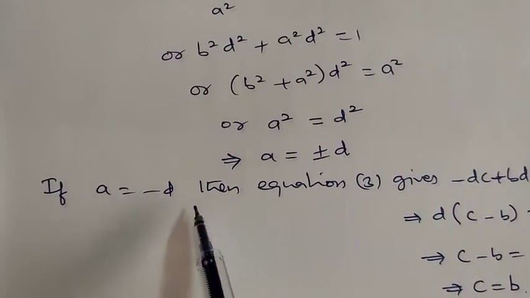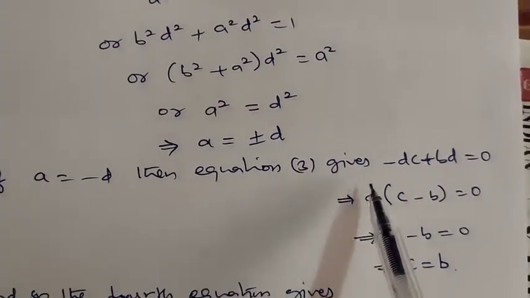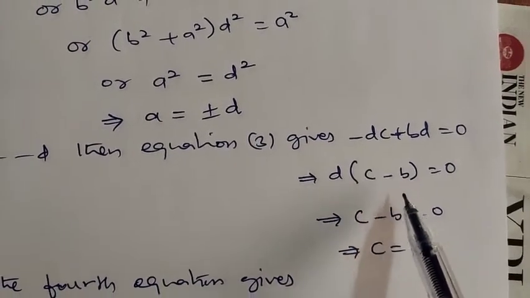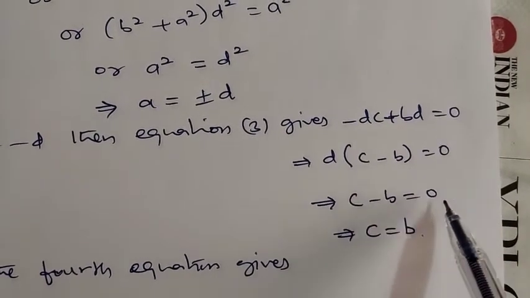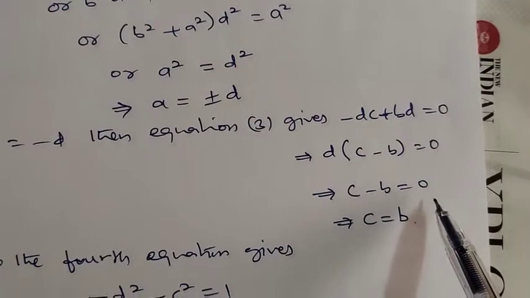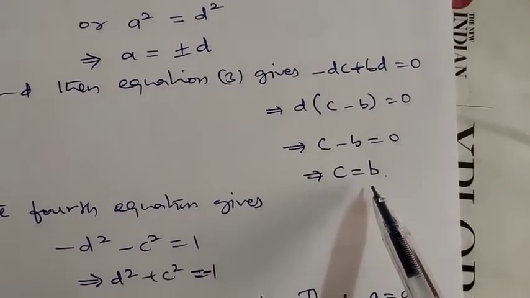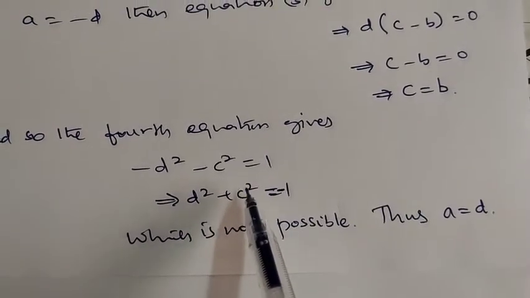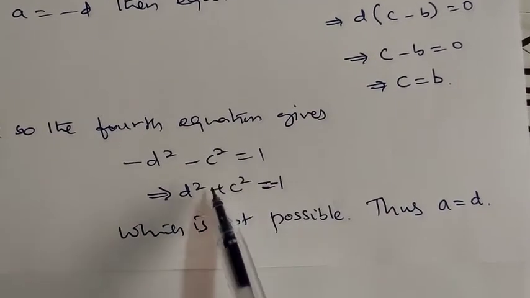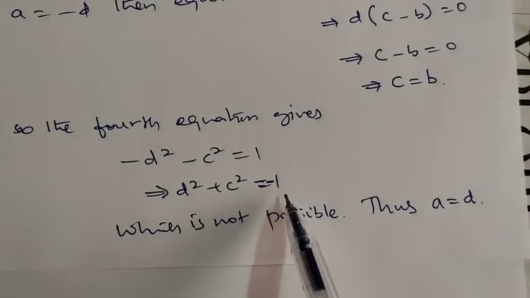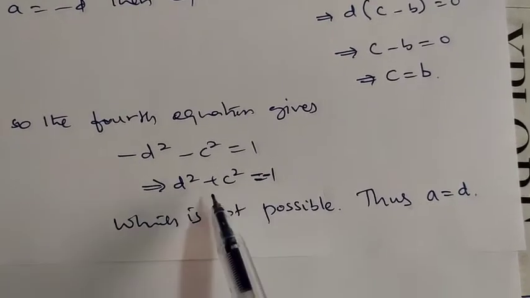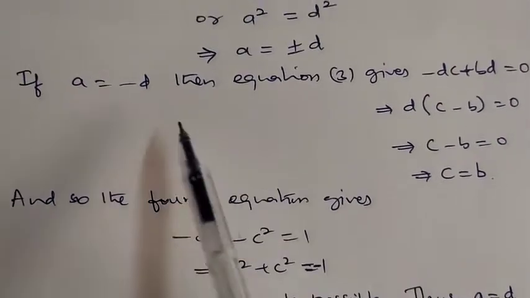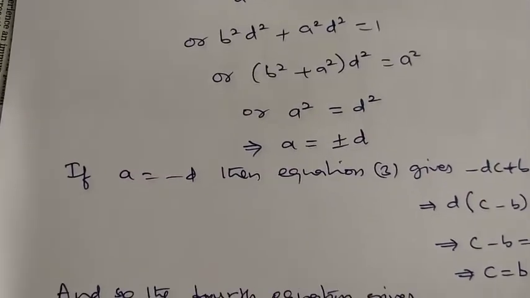Now if a is equal to minus d, then equation 3 gives minus d into c plus b into d is 0, or d times c minus b is 0, or c minus b is equal to 0. So this implies c is equal to b. And the fourth equation gives minus d square minus c square is equal to 1, which implies d square plus c square is equal to minus 1, which is not possible because the sum of squares of two terms cannot be negative. Thus the possibility is a is equal to d only.